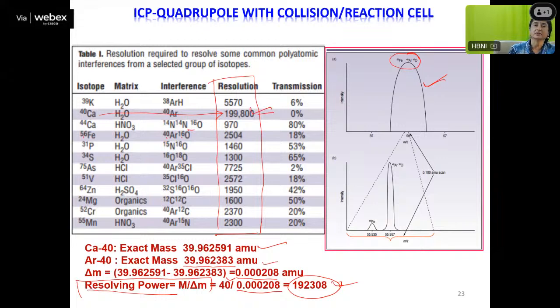So therefore it is written here. This much resolution is required for your mass spectrometer, and that is possible only in the case of a magnetic sector mass spectrometer. For a quadrupole, it will not be possible anytime.